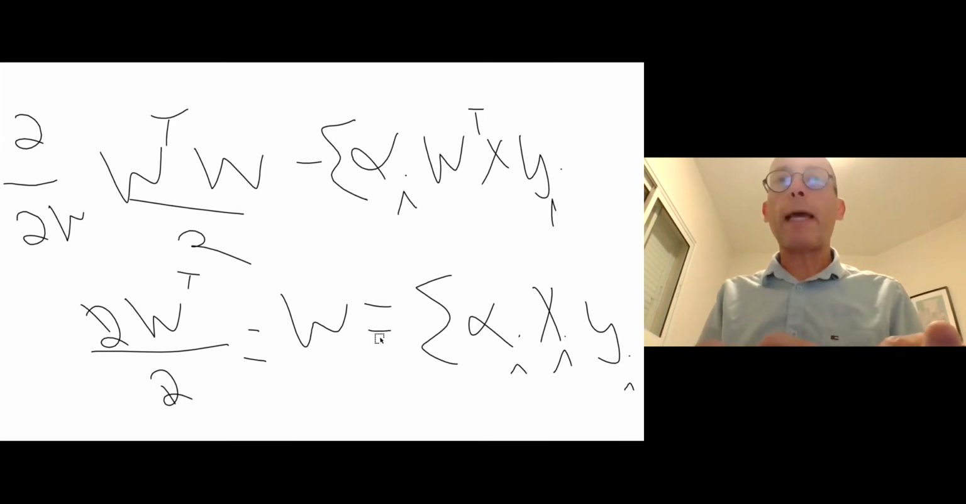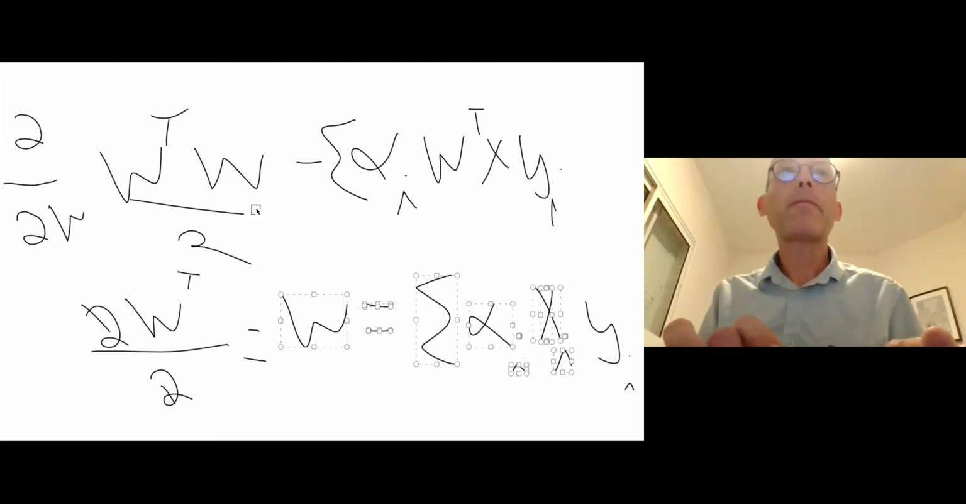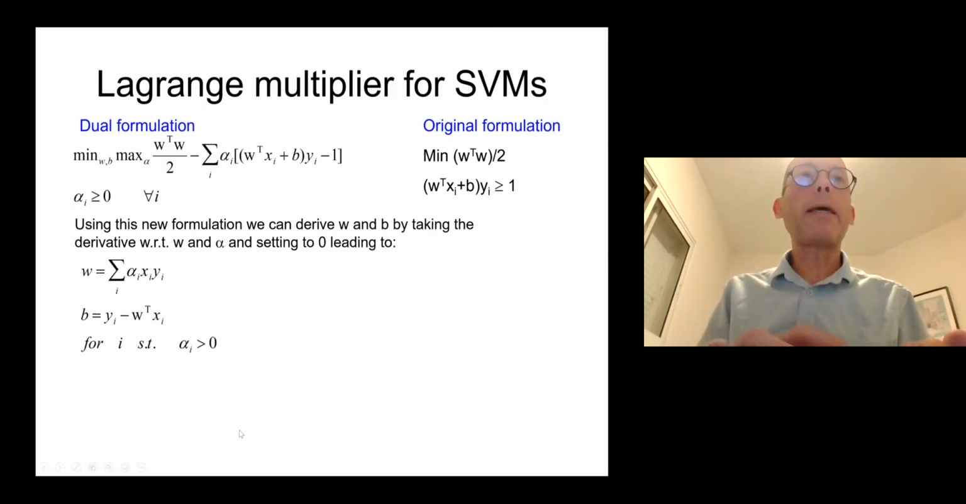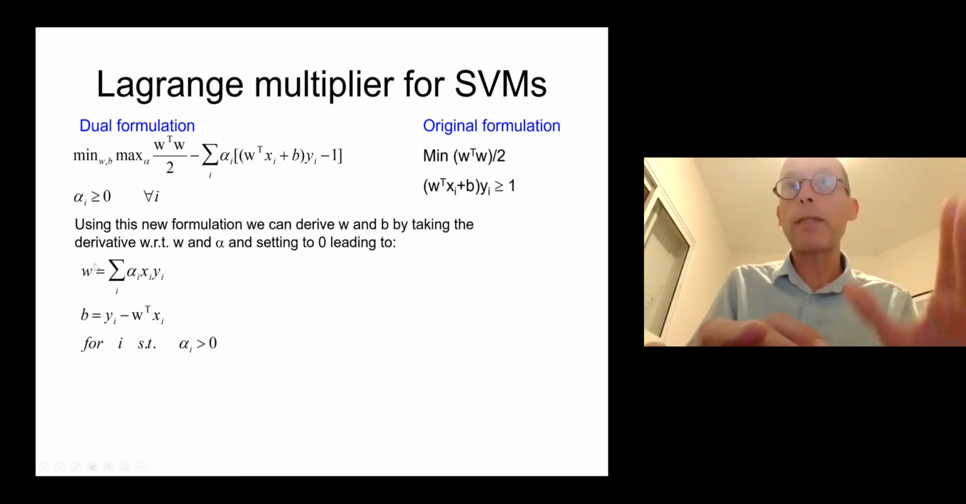So this is what we get. When we take the derivative with respect to W, we basically get that W equals the sum over i of alpha i, x i, y i. Alpha i and y i are univariate values. They are just one value. x i is a vector, the same dimension as W, so that's fine in this case.